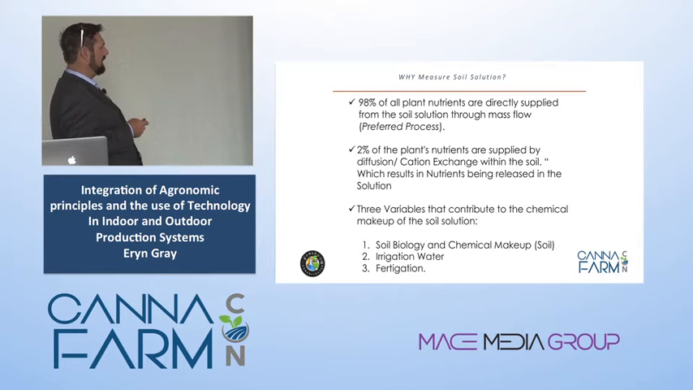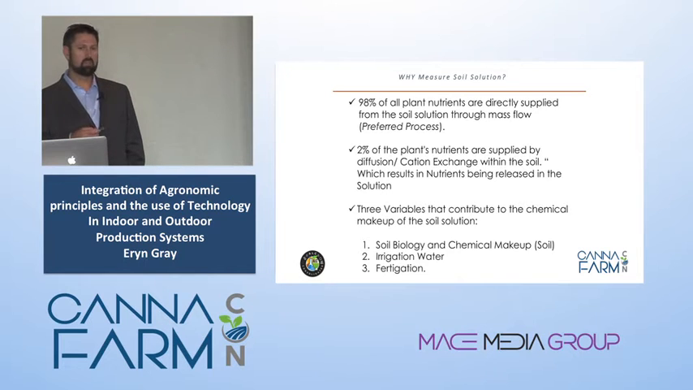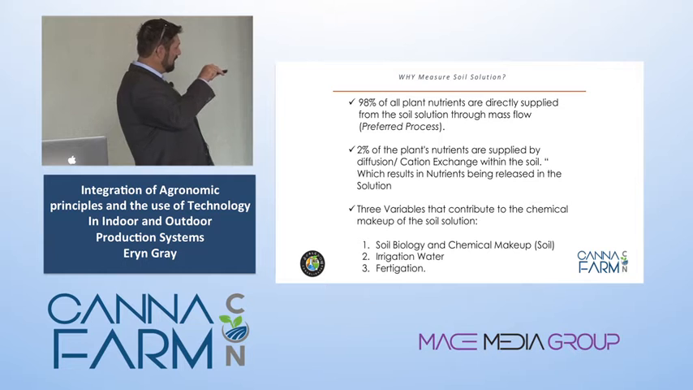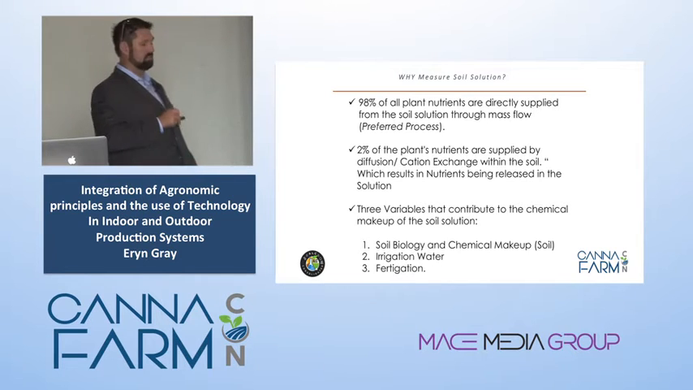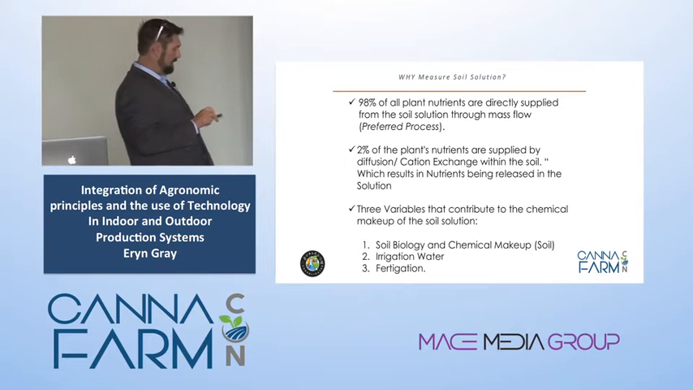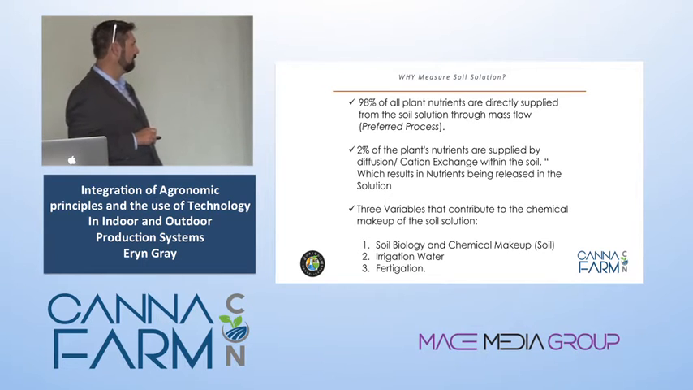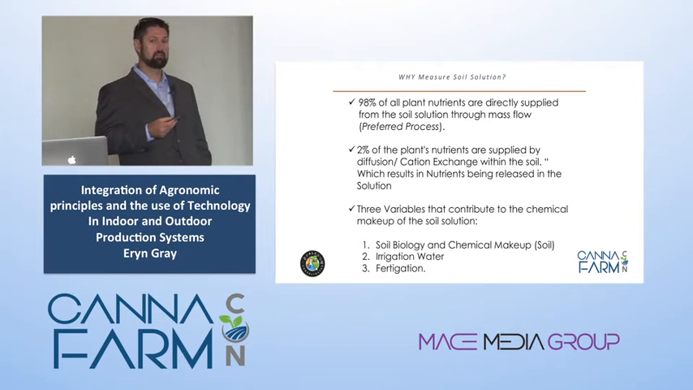2% will be done through cation exchange. You have root interception as well as diffusion, okay? So there's a very small amount, and it takes a lot of energy for the plant. The plant consumes energy to mine nutrition from the soil. This here is a method where the amount of energy required is a lot less than the other aspects. So 3 variables contribute to the chemistry makeup of soil solution. You have the biological and the chemical makeup of the soil, your irrigation water, and your fertilizer. Those are the 3 things that make it up.